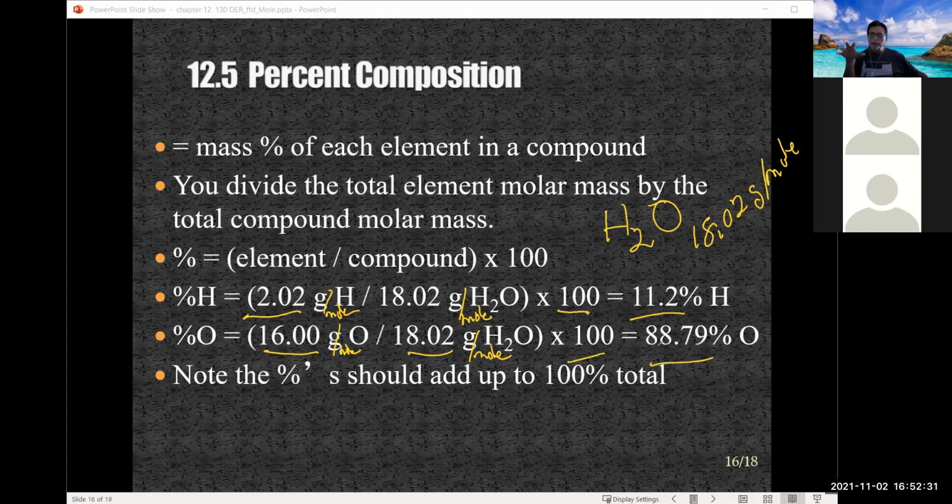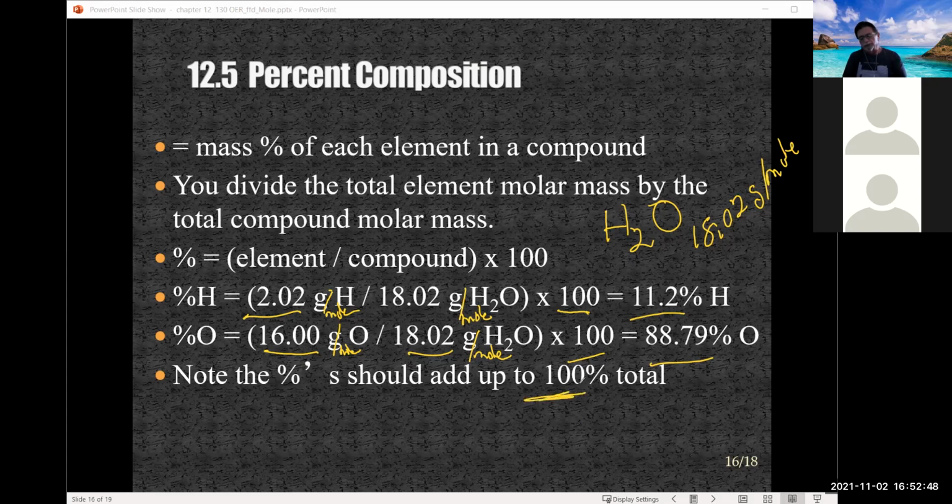And so for any molecule of water, if you analyze it, it will come back as 11.2% hydrogen and 88.79% oxygen. Those numbers should add up to 100%.